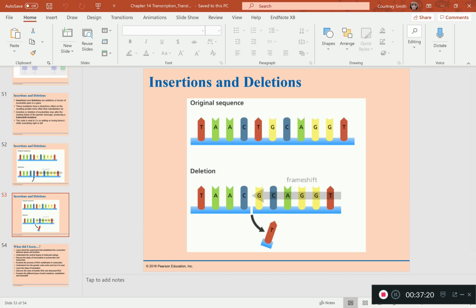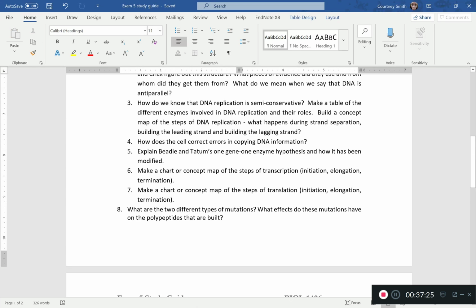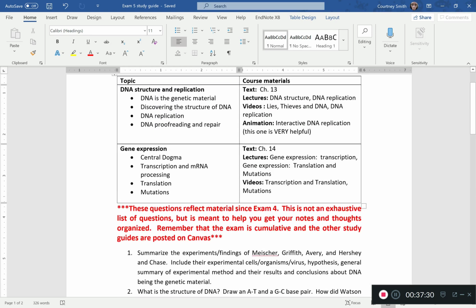And I believe that was the last concept on our review. It was fabulous. Okay guys, like I said at the very beginning, this just covers material since exam 4. All of the other material can be found on Canvas along with supplemental material. Don't forget to look at your old tests, look at everything that's posted on Canvas. I can't stress that enough, guys. Also, this was not an exclusive list of everything. It was just to point out the highlights.